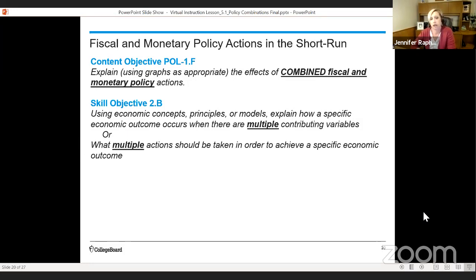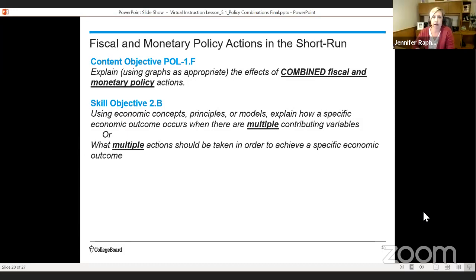And so that fits really nicely with skill 2B, as Mr. Romano said, because we're looking at, how do we interpret an economic outcome when there could be multiple contributing variables, or if we want to achieve a specific economic outcome, let's say close a recessionary gap or close an inflationary gap, what multiple actions should or could be taken in order to achieve that outcome, right? So that's really the new content, this combination of policies and how to take a systematic approach using a good understanding of what skill 2B is.